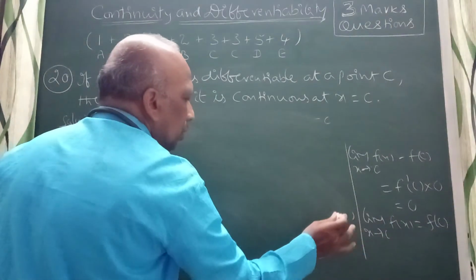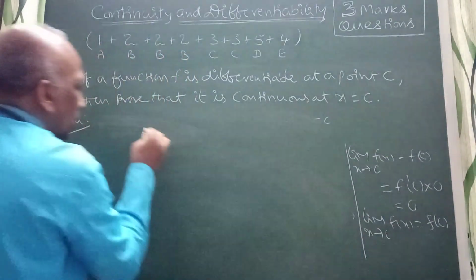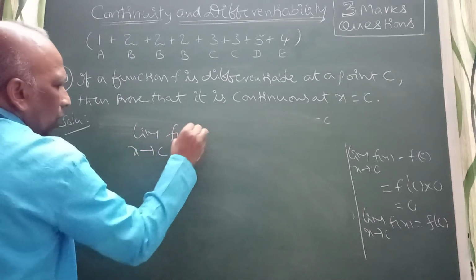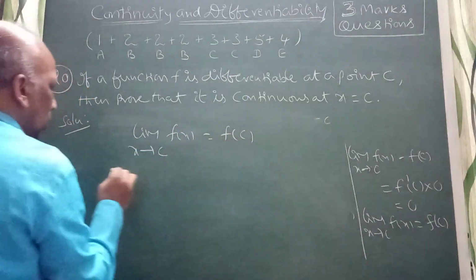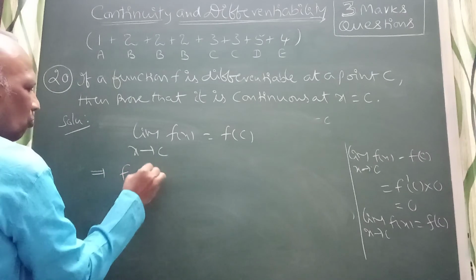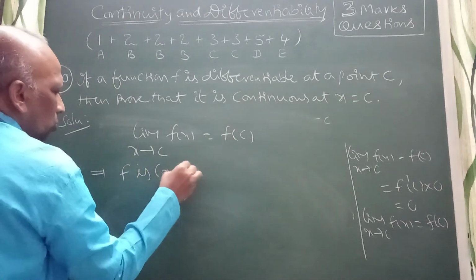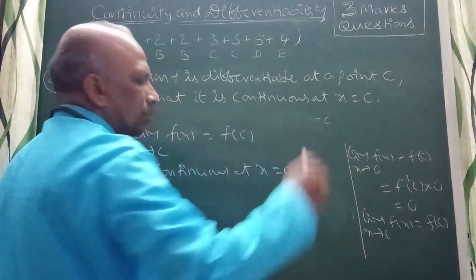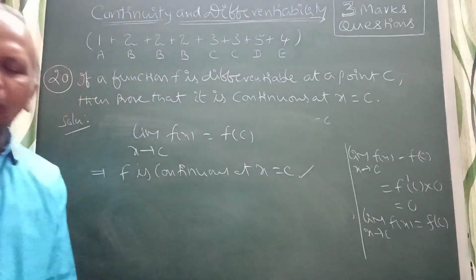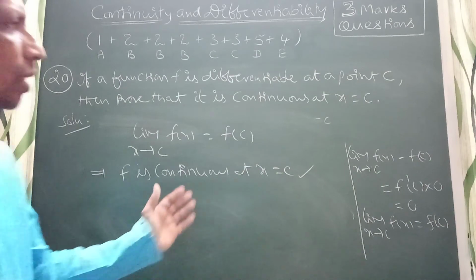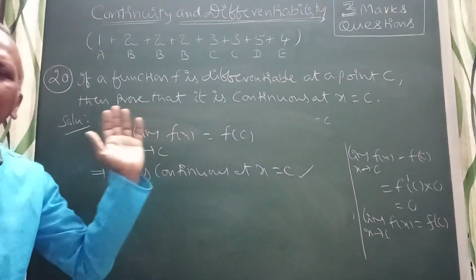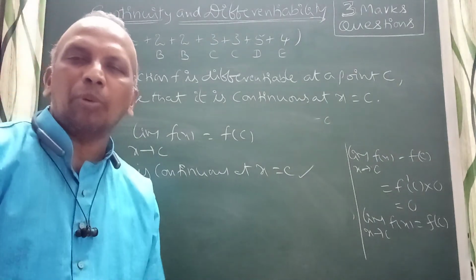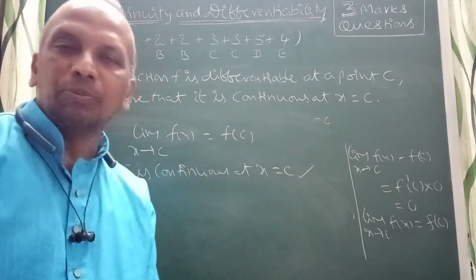So what I got here, conclusion, I will repeat: limit x tends to C, f of x is equal to f of C. This implies f is continuous at x equal to C. With this, hence the result. We proved the result. When it is differentiable, definitely it should be continuous at x equal to C. So even when they are not asking that problem, they may ask this question also.